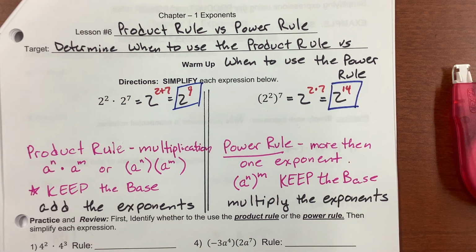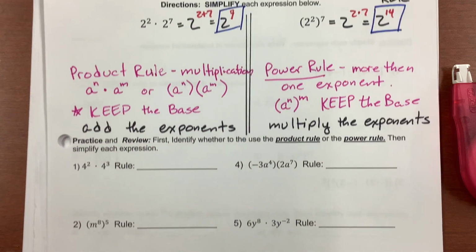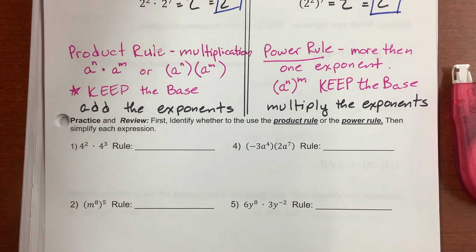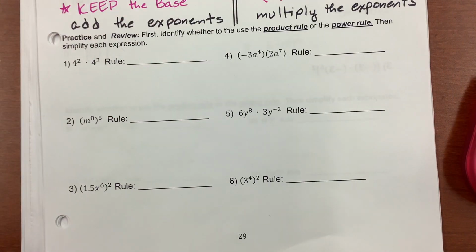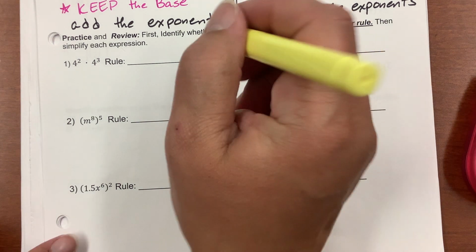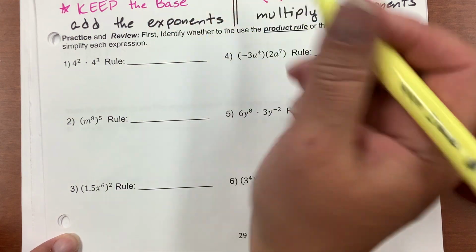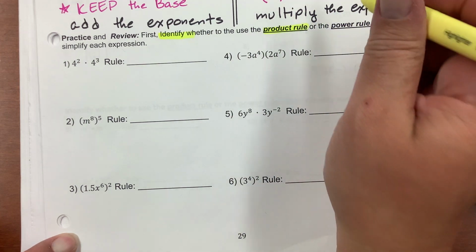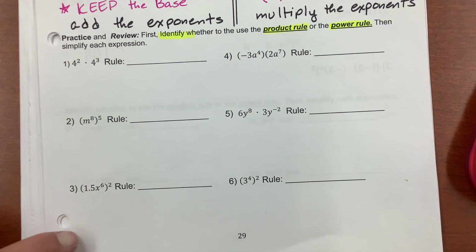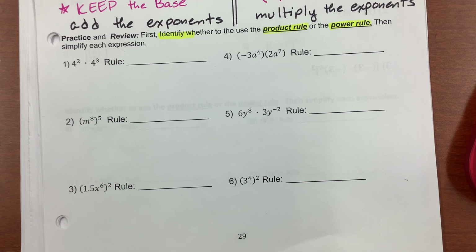So what I'd like you to do now is take a minute and look at these problems down here that say practice. And I'd like you to practice. First, look at them and identify the rule you're going to use. Identify whether to use the power rule or the product rule. Am I going to, with the product rule, add the exponents, or with the power rule, multiply the exponents? So pause the video and take a minute to try those problems.